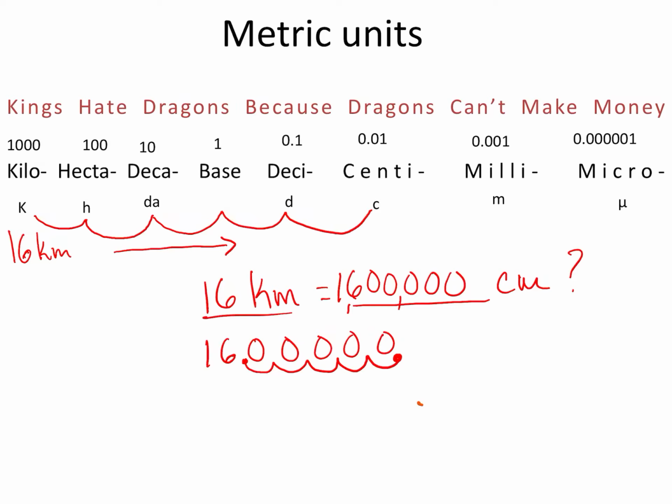So you just want to count how many bases you're moving the decimal point and in which direction, and then you can easily do that. So it's kind of a cheat into how to do this. You can memorize the order, kilometer, hectometer, decameter, base, decimeter, centimeter, millimeter, micrometer, by this: Kings hate dragons because this is our base. Dragons can't make money.